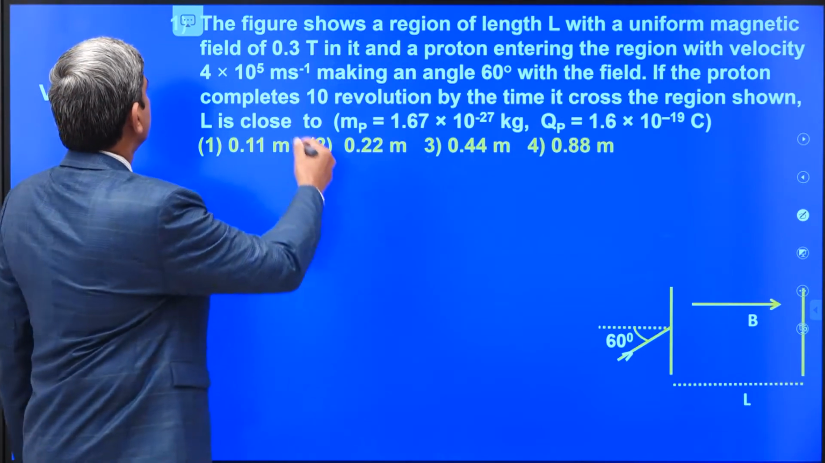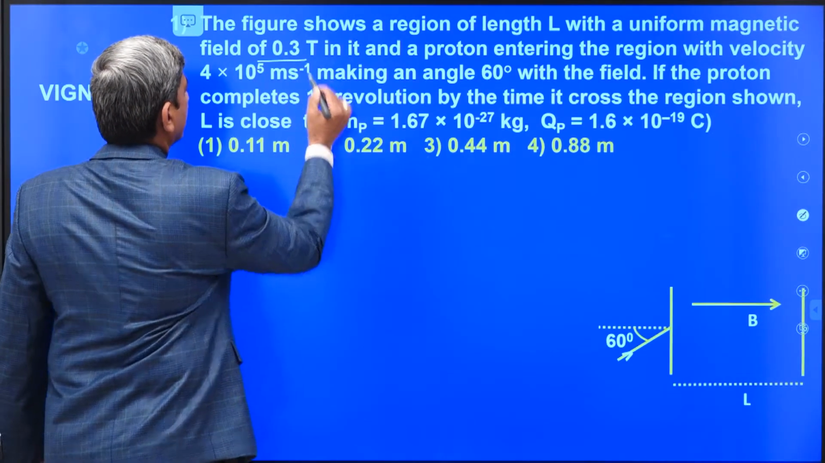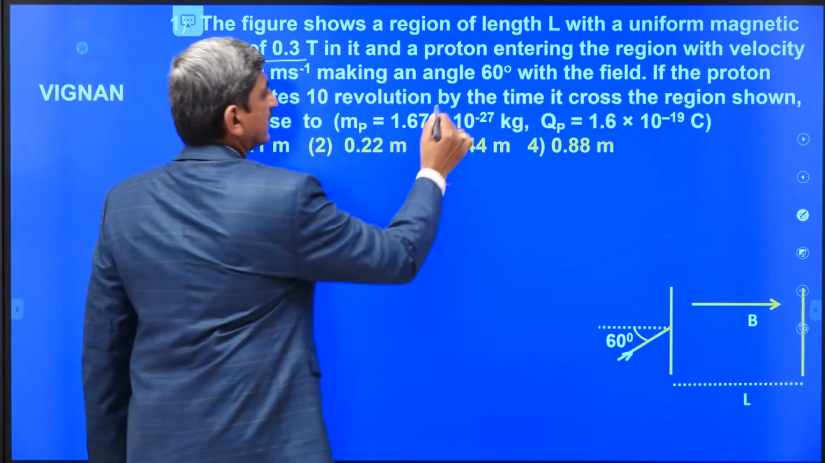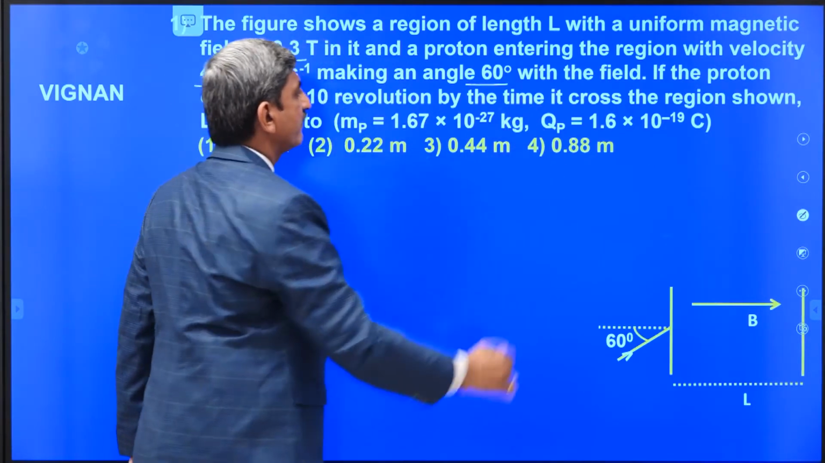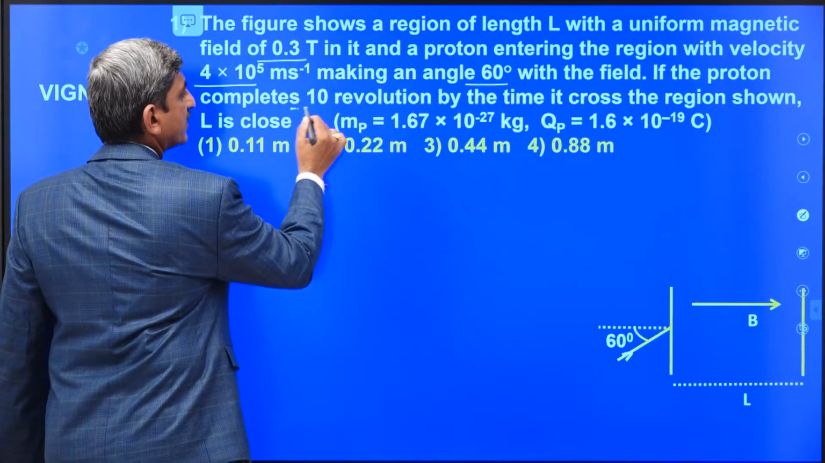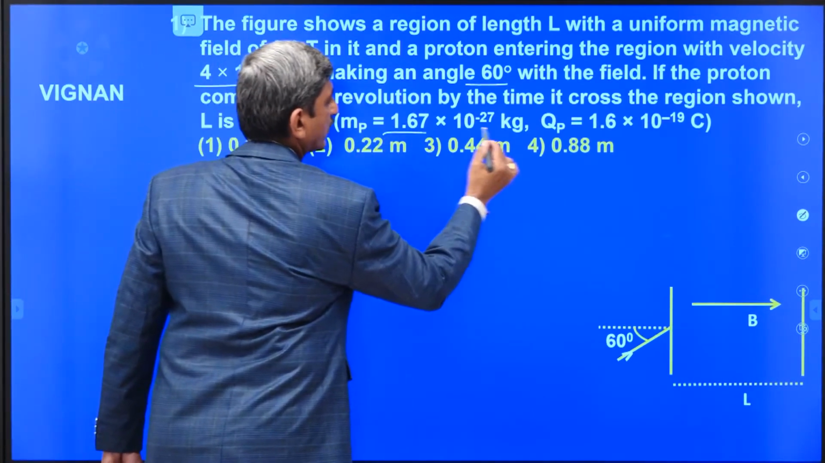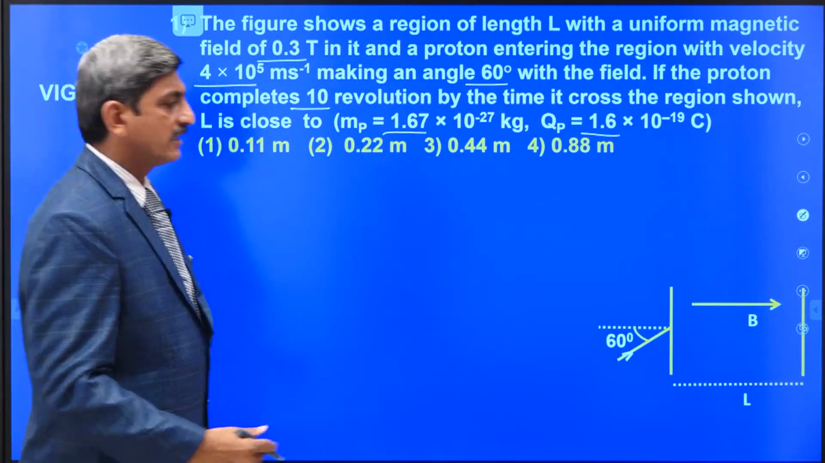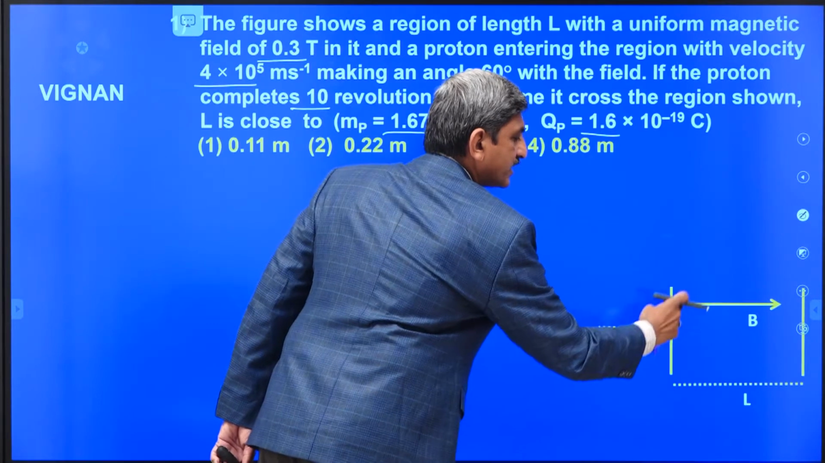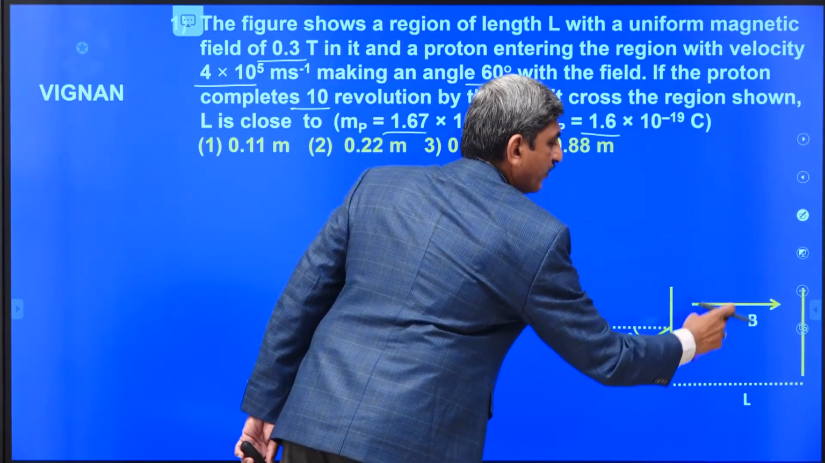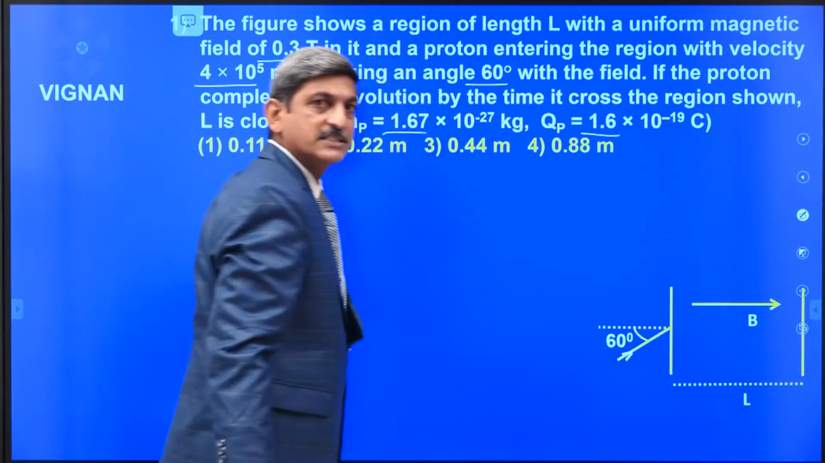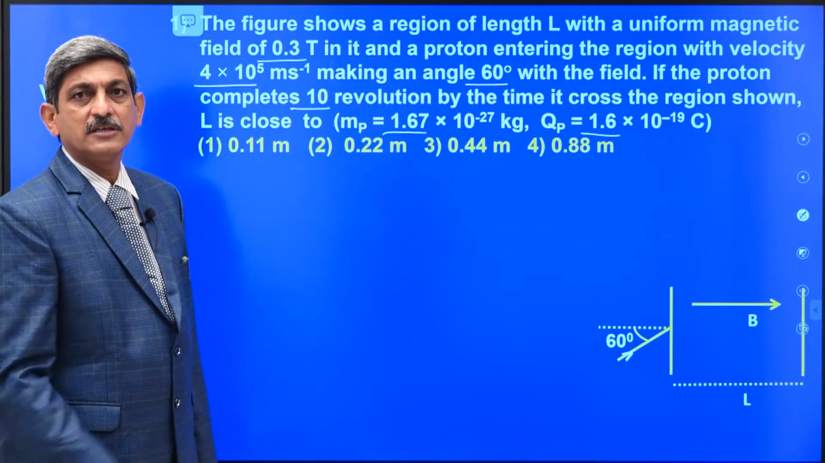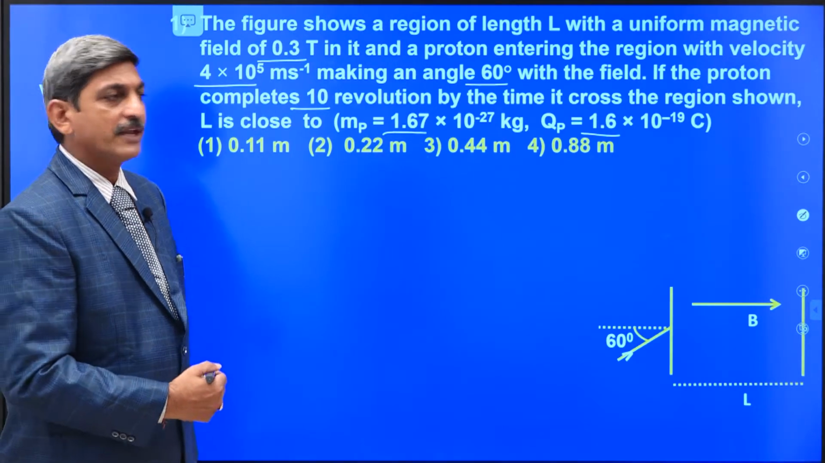Here, the strength of the field is given, the velocity of the particle is given, the angle made by the particle with the field is given, and the number of revolutions is given. The mass of the proton and the charge of the proton are given. Now, we want to determine the number of rotations the particle completes before it leaves the region. This is the question. Now, come to the basics of the motion of the particle in the magnetic field.